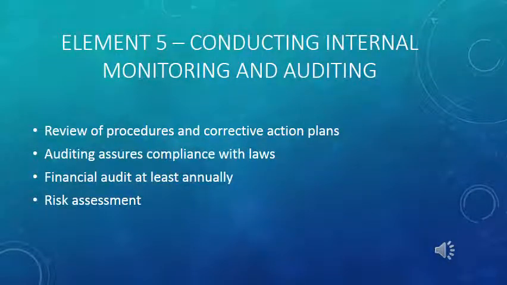The fifth element of an effective compliance program is creating a system for monitoring and auditing the effectiveness of the program. This system will help organizations comply with the CMS requirements and identify compliance risks. Monitoring may include reviewing procedures to gauge whether they are working as intended and following up on recommendations and corrective action plans to ensure that they've been implemented. Monitoring should occur on a regular basis, such as weekly or monthly.